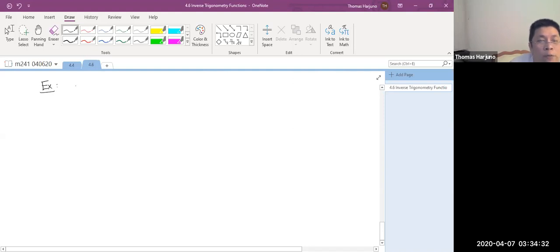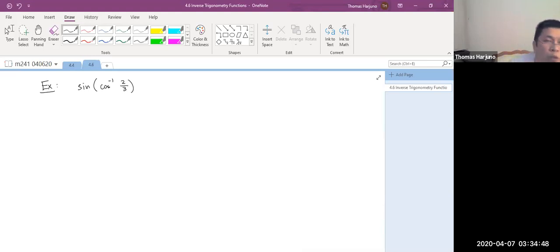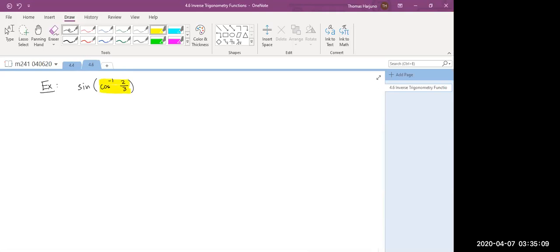Suppose I want to find sine of cosine inverse of 2/3. And we need to do this without calculator. This is the way we will do it. Okay, write down the question first, and you will see that when we compute this, do we get a value or do we get an angle? Angle. That will be an angle.